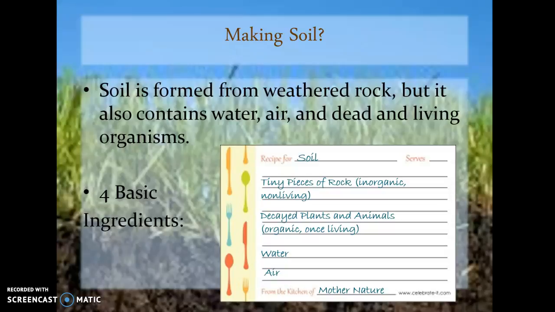So we're going to start off with what is soil? Soil is formed from four basic ingredients: weathered rock, but also water, air, and dead and living organisms. So that makes our four basic ingredients. First, tiny pieces of rock, which we're going to talk about in the lesson, are inorganic or non-living. Decayed plants and animals, which are organic or something that was once living, water, and air. And this is all from Mother Nature.